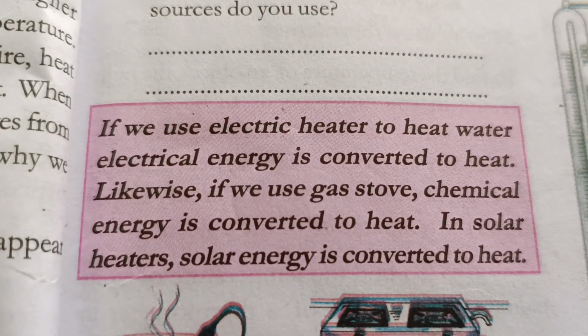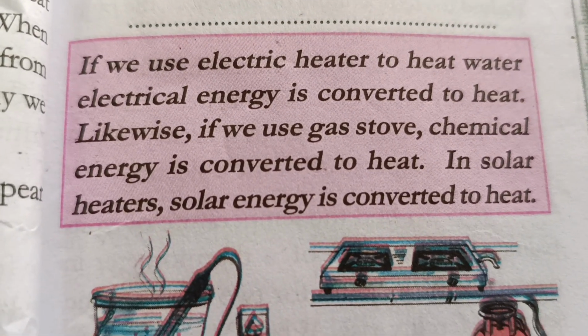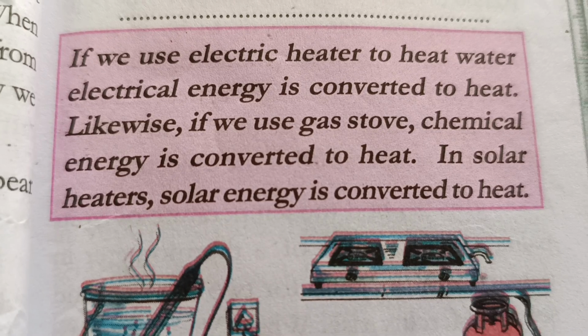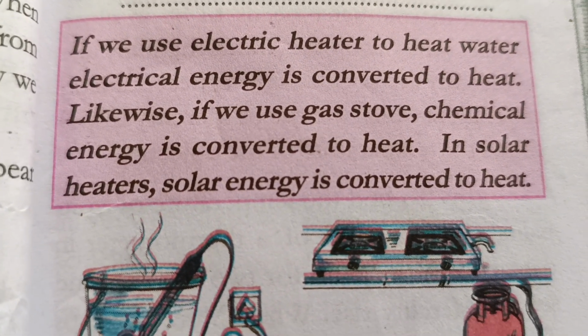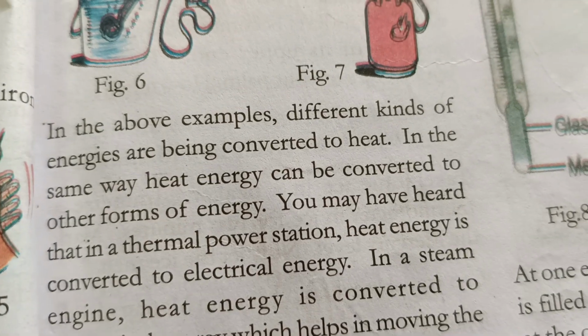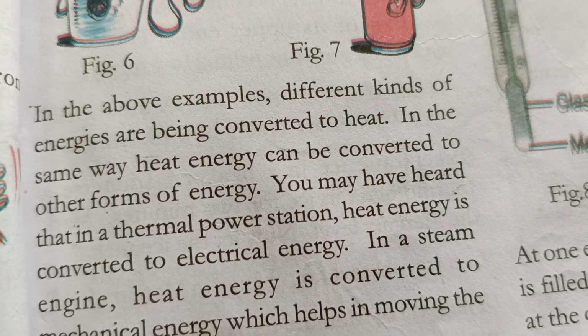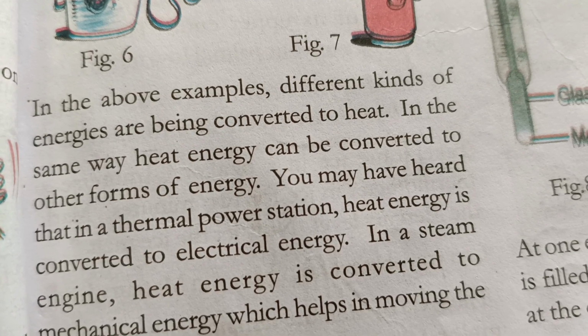If you use an electric heater to heat water, electrical energy is converted into heat. Likewise, if you use a gas stove, chemical energy is converted into heat. In solar heaters, solar energy is converted to heat. In the above examples, different kinds of energies are being converted to heat. In the same way, heat energy can be converted to other forms of energy.